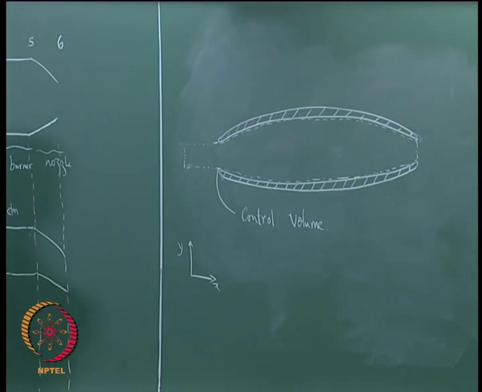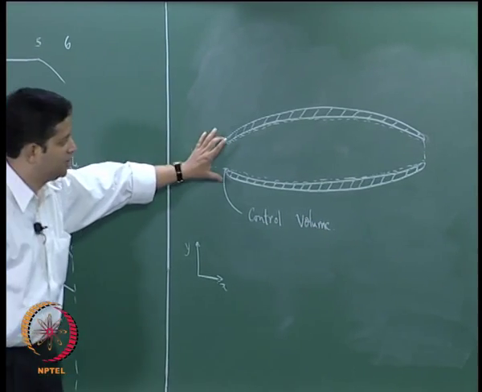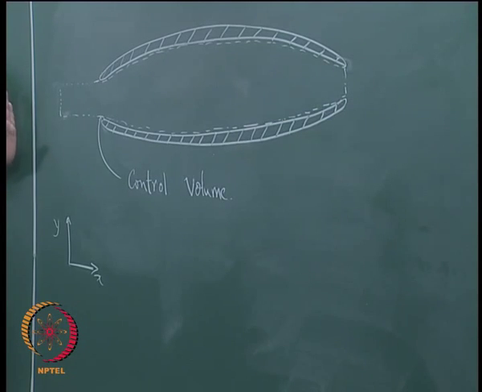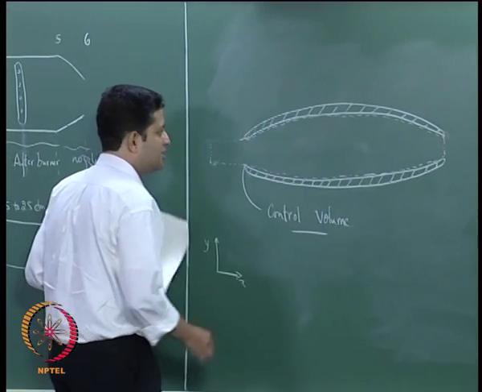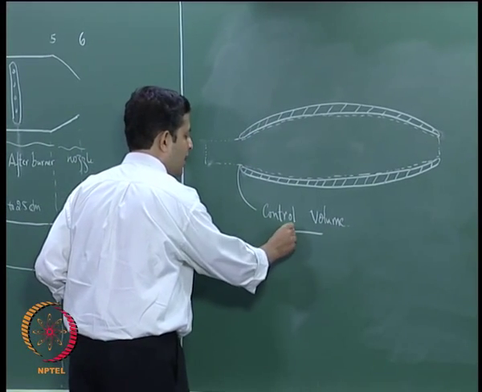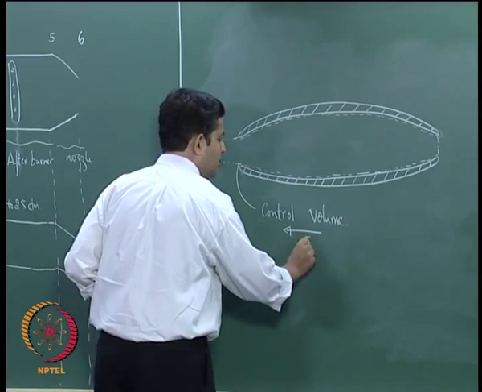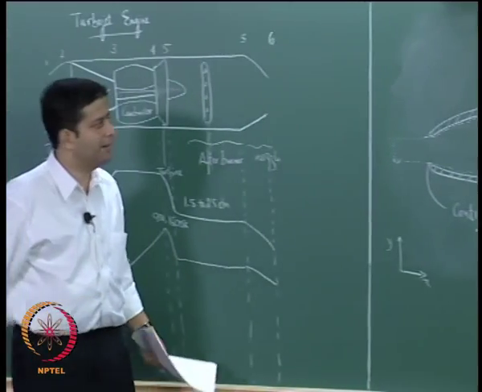I have taken the control volume sufficiently upstream of the inlet because I do not want the things that are happening here, the two dimensional effects, to come into the picture. We are only looking at the thrust in the x direction. What is the thrust that is produced in the x direction is all that we are interested in, okay.